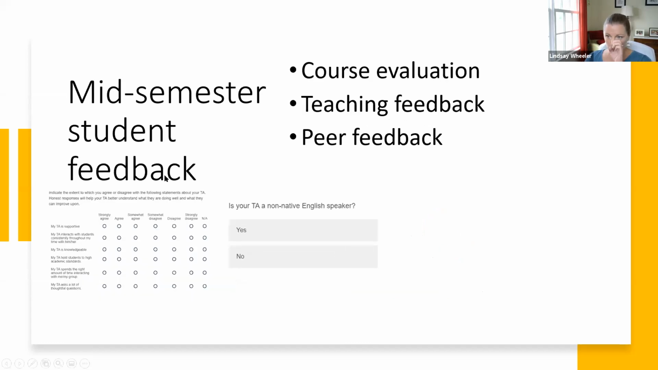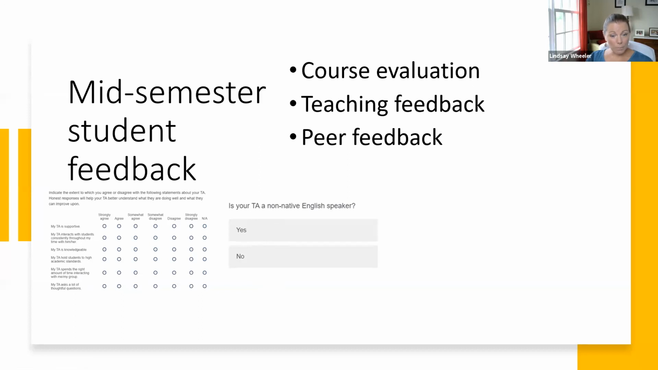And then the last way to think about using these results to support student learning is around mid-semester feedback. You can ask questions parallel to the course evaluation questions. You may do it for teaching feedback for yourself, which is what we've been modeling and demoing for you, or you could have students do it for peer feedback. And you saw this matrix question in the survey that we sent you, and you saw that there was a question around TAs being non-native English speakers.